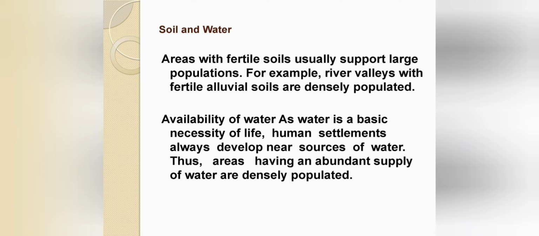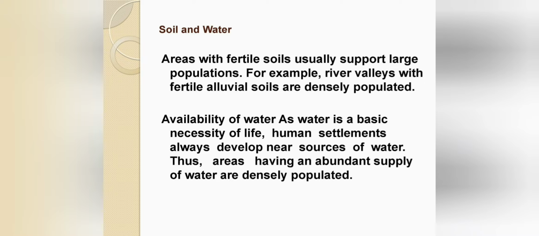Now the next factor is soil and water. The areas with fertile soils usually support large populations. For example, river valleys with fertile alluvial soil are densely populated. As I told you, the maximum population of the world is dependent on agriculture. So people prefer to live in those areas where the soil is fertile, where they can get good agricultural production. Like the areas with fertile alluvial soil, these particular areas are densely populated.